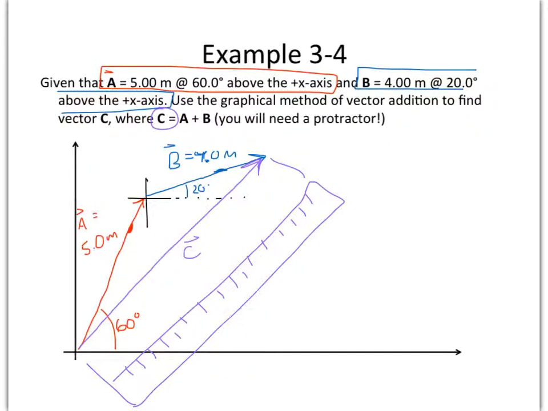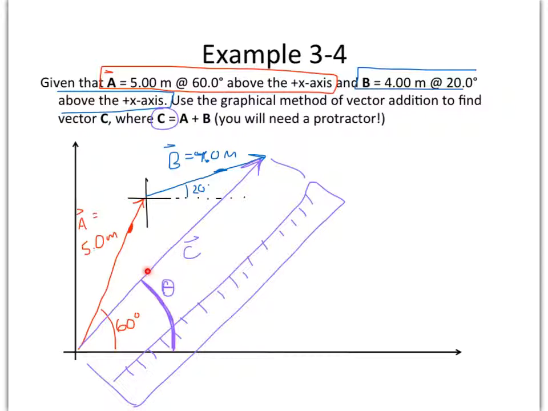And then to measure the angle, you would measure that angle from the positive x-axis. We always measure the angle theta from the x-axis, not from the y-axis, but from the x. And so you would measure the length with your ruler, and you would measure the angle with your protractor. That's how we would find the magnitude and direction of vector C.